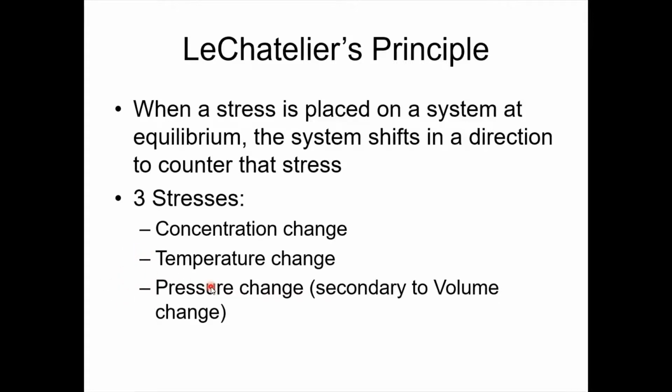And the last one is when there's a pressure change. You change the pressure of your system. And as you can see here in parentheses, I put it secondary to volume change. So you have a pressure, and that pressure is related to a certain concentration. And then when you change the volume, it changes the total pressure. What happens to the system?